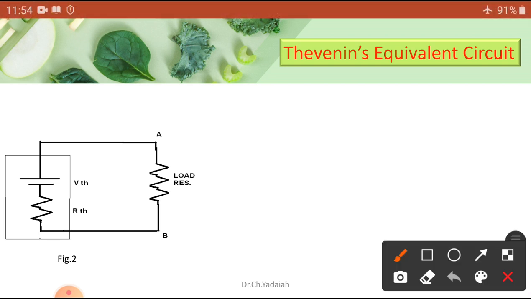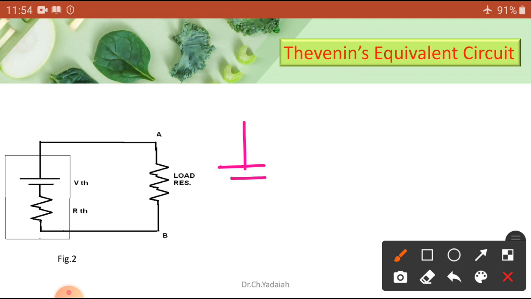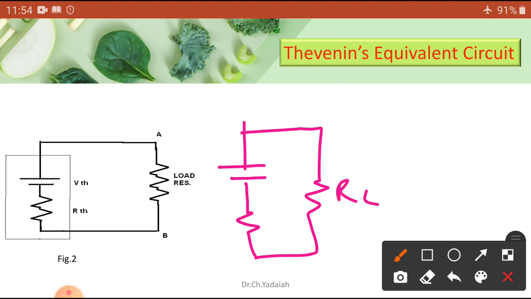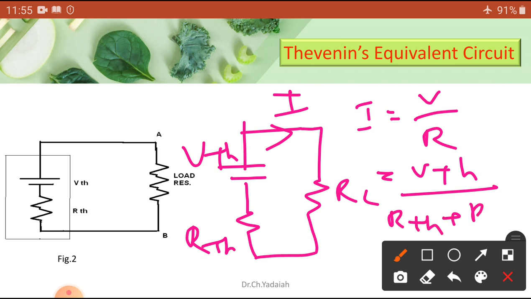Now this voltage source and this resistance, RL, this is equal to R Thevenin's, this is equal to V Thevenin's. I want to know what the current is. I is equal to V by R. V is equal to V Thevenin's. R is the equivalent of R Thevenin's and RL all connected in series, so we can write R Thevenin's plus RL. So if you know RL, R Thevenin's and V Thevenin's, we are going to find the current in RL. That is a simple circuit.